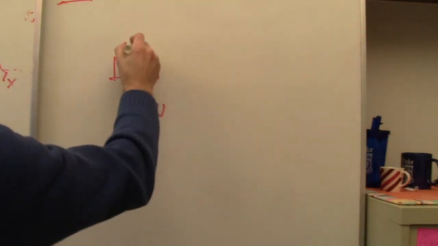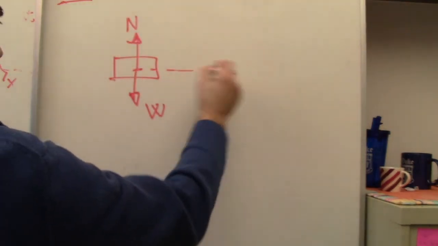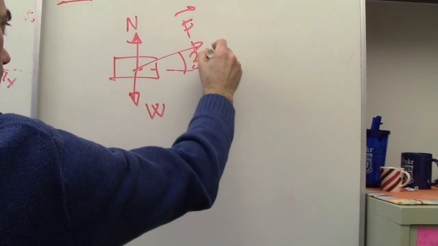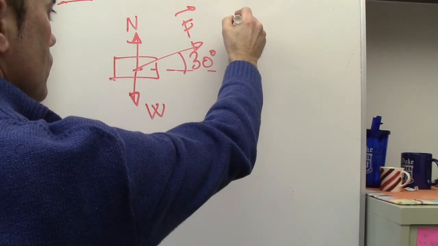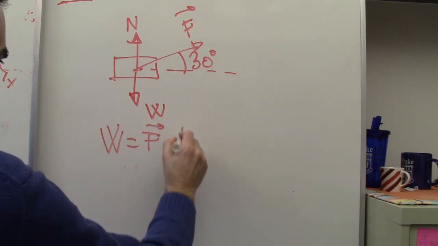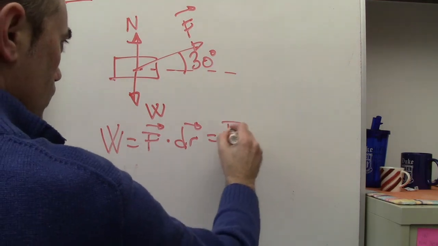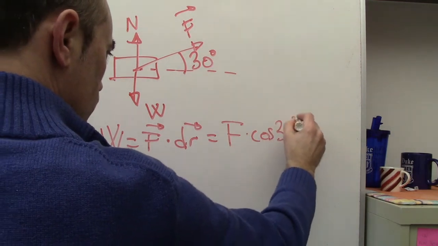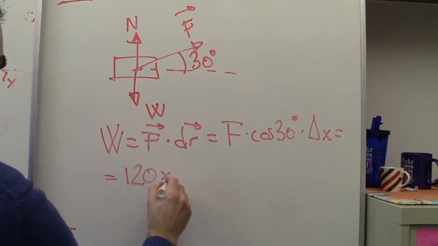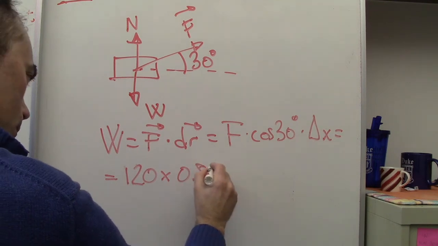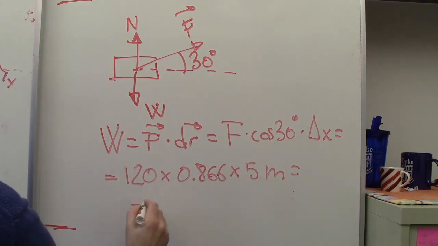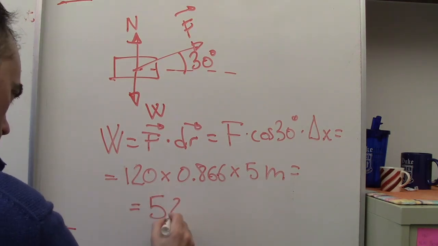For the second case, the free body diagram has to consider that the force is not parallel to the displacement, but there is an angle of 30 degrees with the horizontal. In order to calculate the work, because only the component of the force parallel to the displacement contributes to the work, we have to project the force, that is, multiply the force by the cosine of 30 degrees in this case times the displacement delta x. So this is 120 newtons times 0.866, which is the cosine of 30 degrees, and those 5 meters, and this gives us a total work of 520 joules.